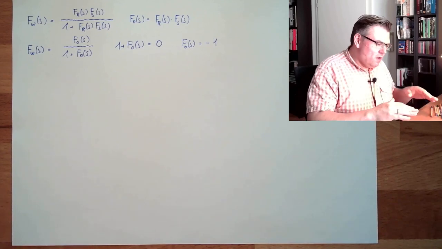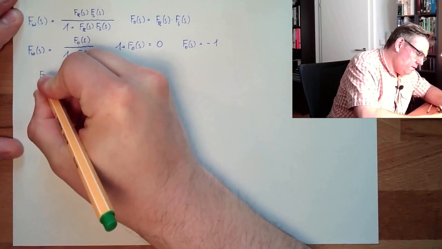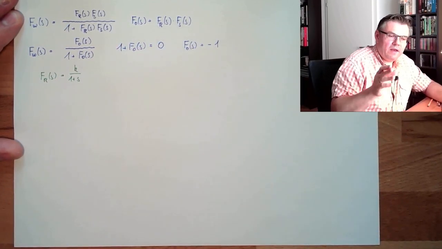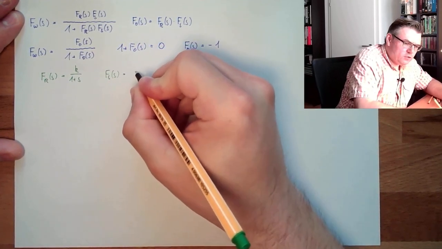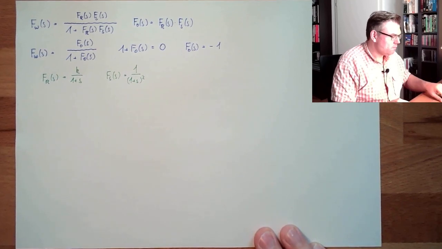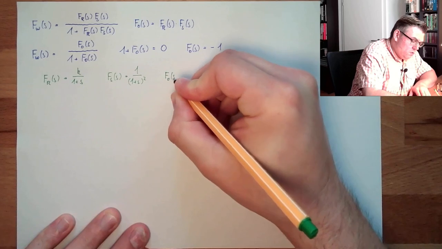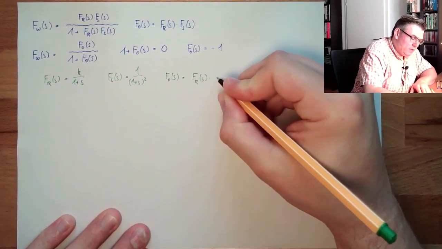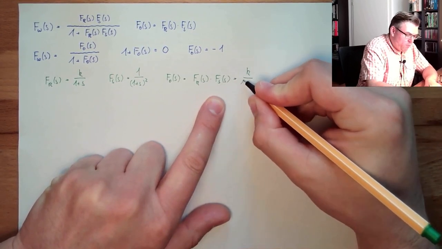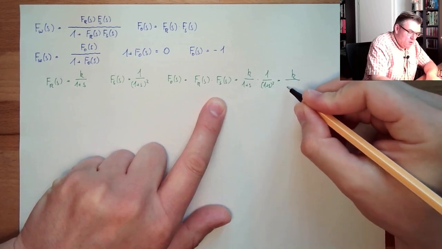Now let's make it simple. Let's make an example. Let's say our FR has the transfer function K divided by 1 plus S, and our system FS has the transfer function 1 divided by 1 plus S squared. So these are the two things. What we want to do, we are calculating now FO, so FO equals FR multiplied by FS. So this is actually K divided by 1 plus S multiplied by 1 divided by 1 plus S squared. So this is K divided by 1 plus S to the third.